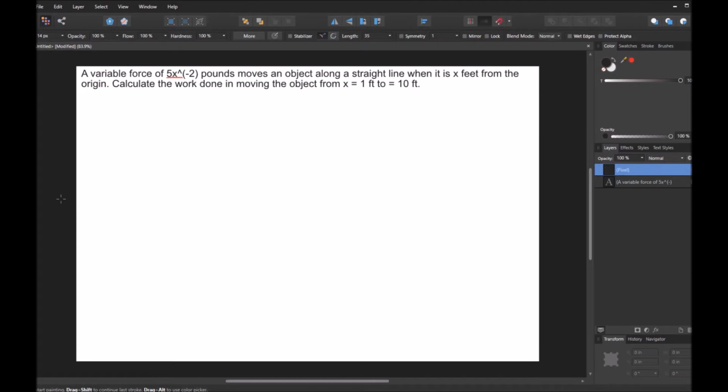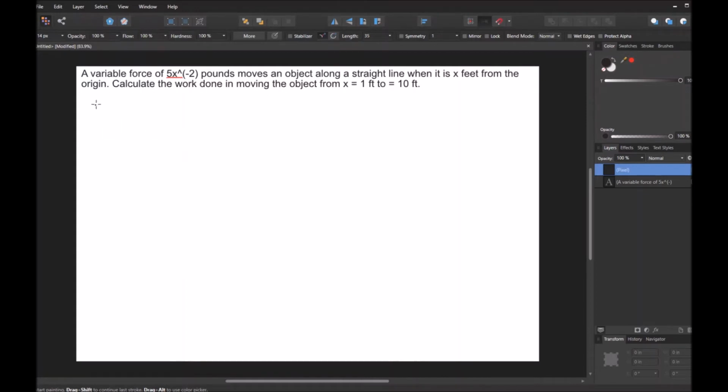So in this next question we are told that a variable force of 5x to the negative second power pounds moves an object along a straight line when it is x feet from the origin. Calculate the work done in moving the object from x equals 1 feet to x equals 10 feet.